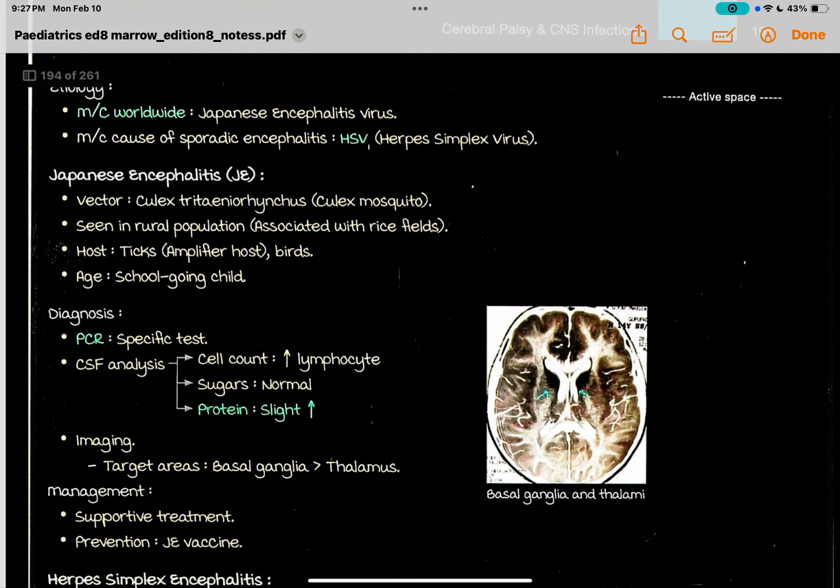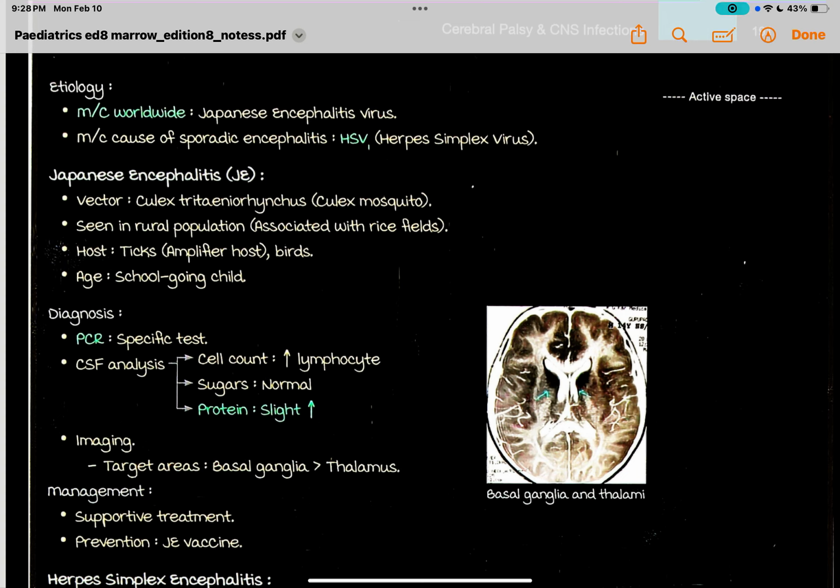Etiology. Most common worldwide is Japanese encephalitis virus. You can also take a vaccine against this virus when you are traveling somewhere endemic. So most common worldwide is which virus? Japanese encephalitis virus. It causes meningitis. Even adults take this vaccine.